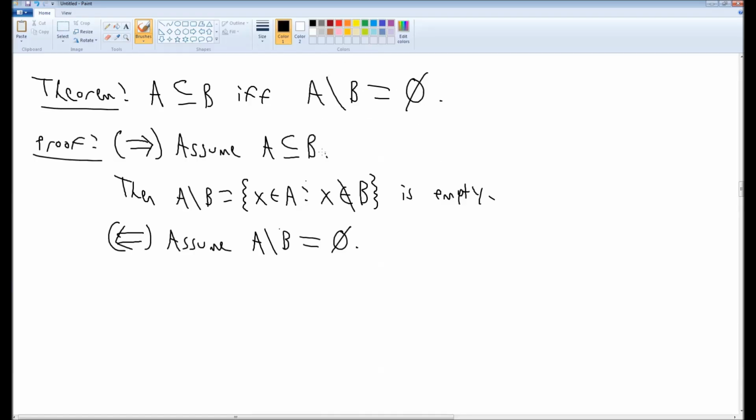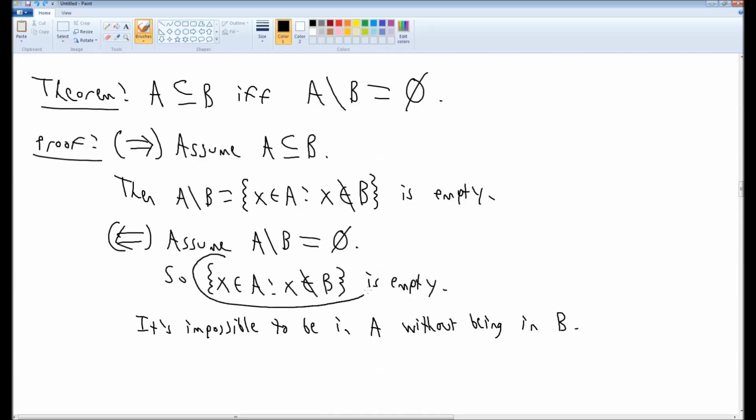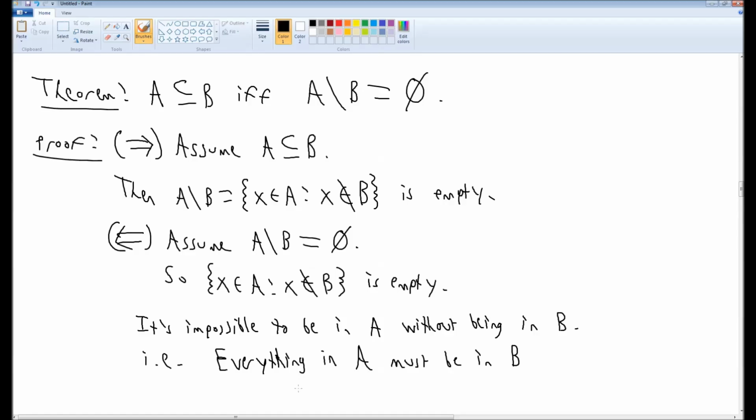The converse direction, assume this is true. Assume that the set difference is empty. That means this set is empty. So that means there's nothing in A which is not in B. Since this set has no elements, that means it's impossible to be in A without being in B. In other words, anything that's in A has to also be in B. And of course, that's just the same as saying A is a subset of B.